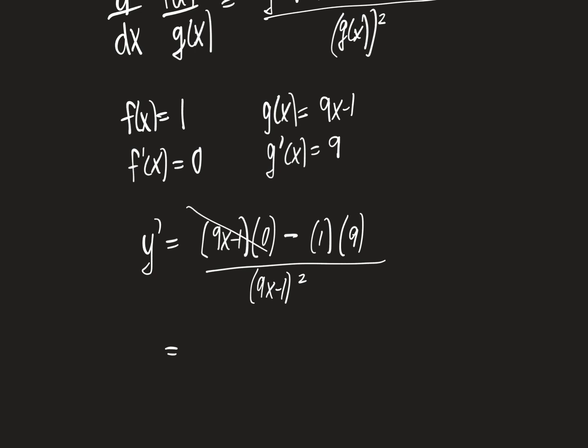Well, 9x minus 1 times 0 is 0. Negative 1 times 9 is negative 9. And then 9x minus 1 squared, I think we'll just leave it like that.